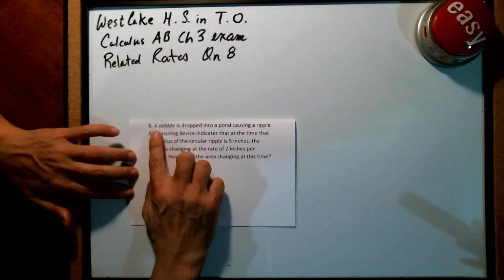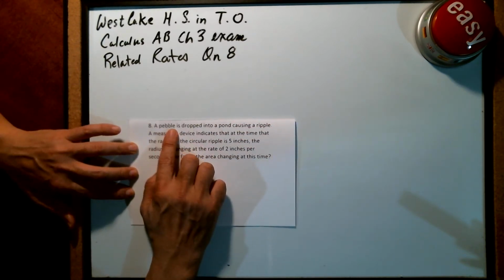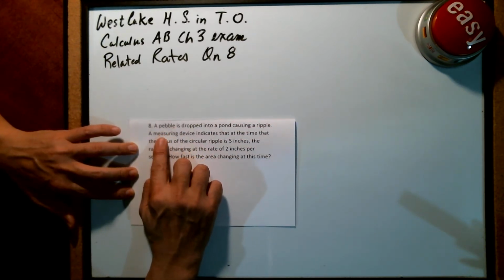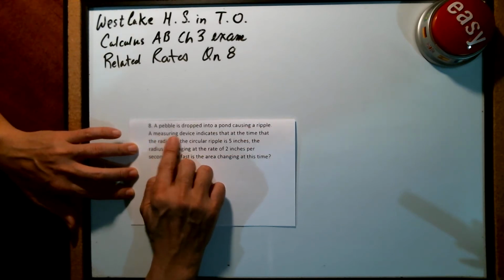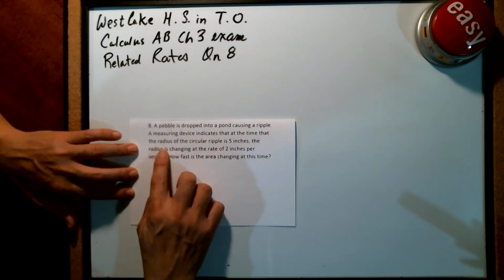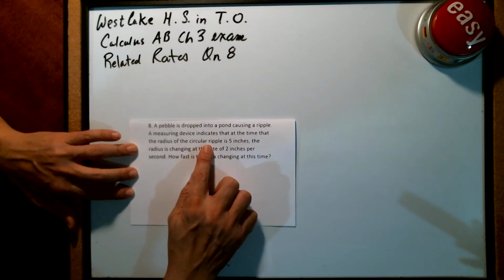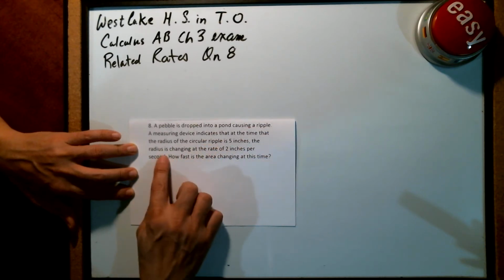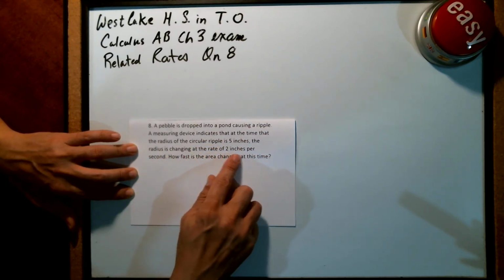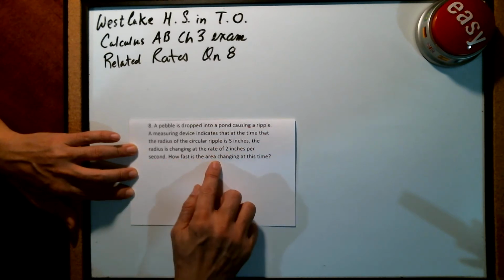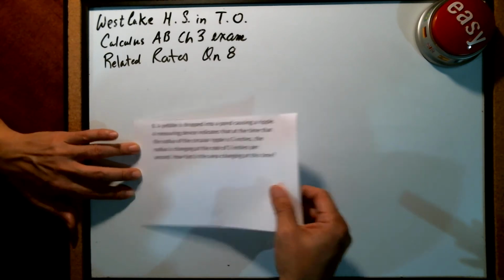Okay. It says a pebble is dropped into a pond, causing a ripple. A measuring device indicates that at the time the radius of the circular ripple is 5 inches. The radius is changing at a rate of 2 inches per second. How fast is the area changing at that time?